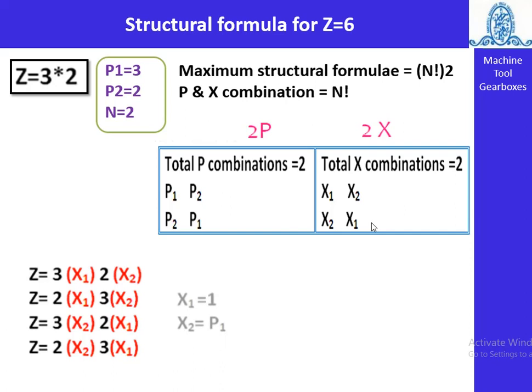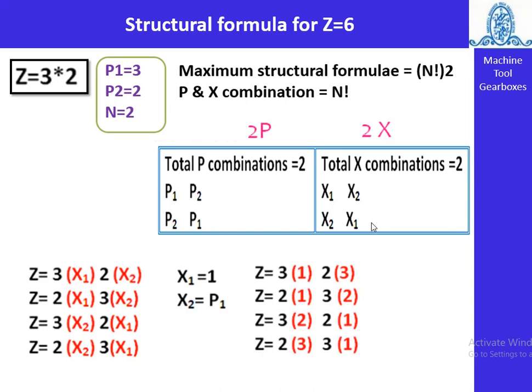So here x1 is equal to 1 and x2 is equal to p1. Here we put the values: Z equals 3 of 1, 2 of 3; Z equals 2 of 1, 3 of 2; Z equals 3 of 2, 2 of 1; and Z equals 2 of 3 and 3 of 1, by putting the values of x1 and x2, p1 and p2 in the above equation.